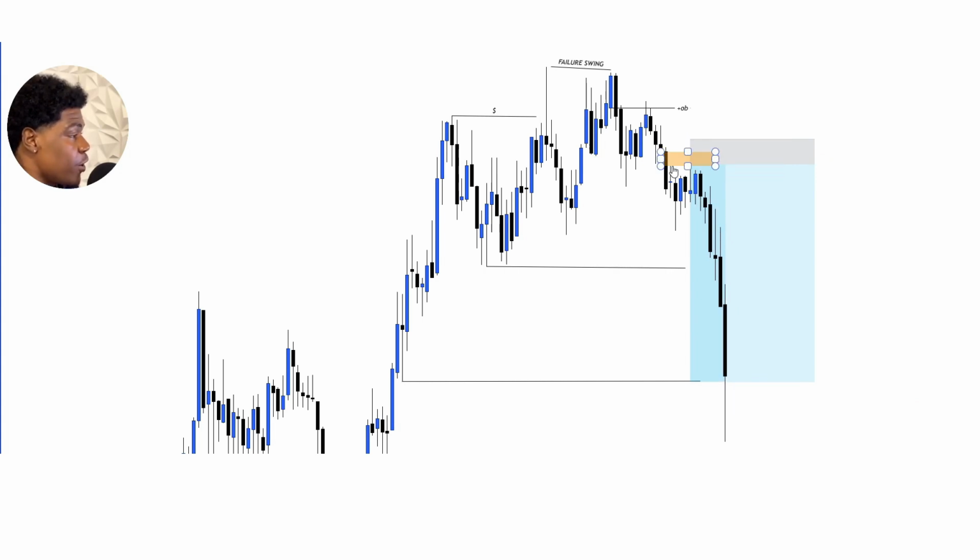You can place your entry either at the open or the 50%. If you don't want to miss your trade, always place your entry at the open, but if you want to be more risk averse, place your entry at the 50%. Mind that you may miss some trades if you put it at the 50% of the fair value gap.